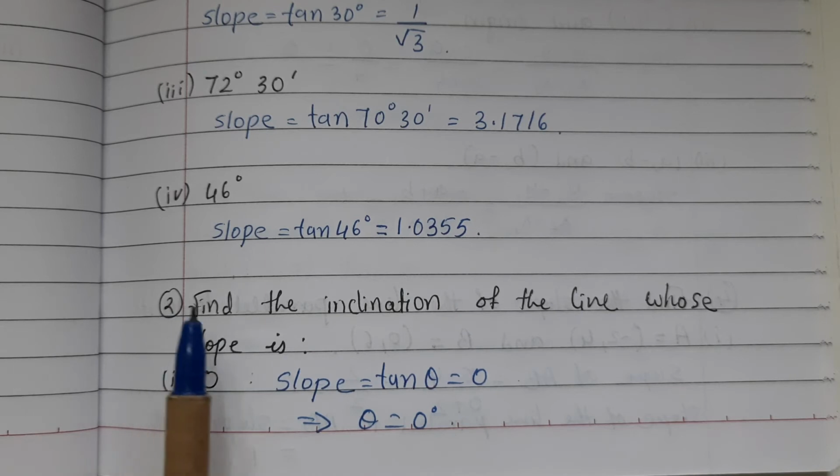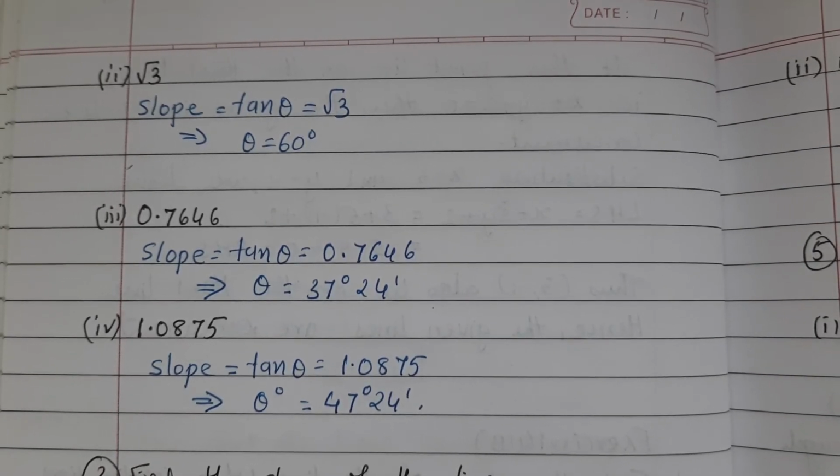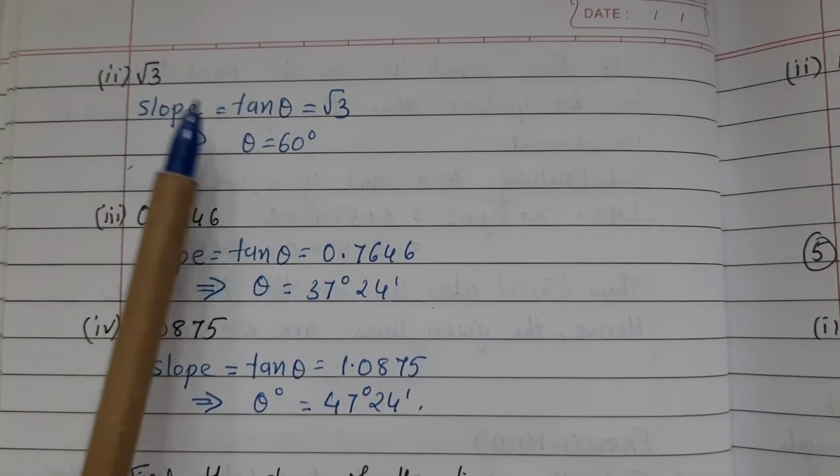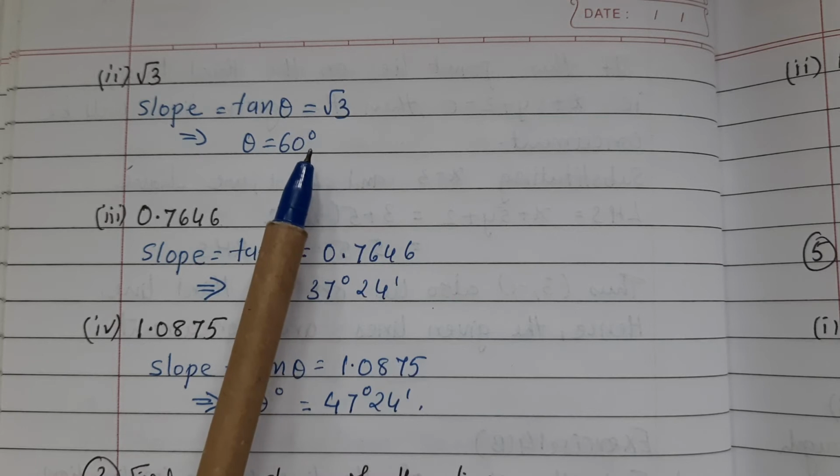Second sum, find the inclination of the line whose slope is 0. Slope equals tan theta equals 0. Tan theta is 0 implies theta equals 0 degrees. Part 2, root 3. Slope equals tan theta equals root 3. Tan theta equals root 3, theta equals 60 degrees.